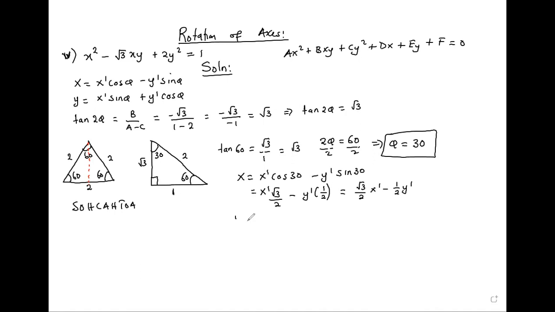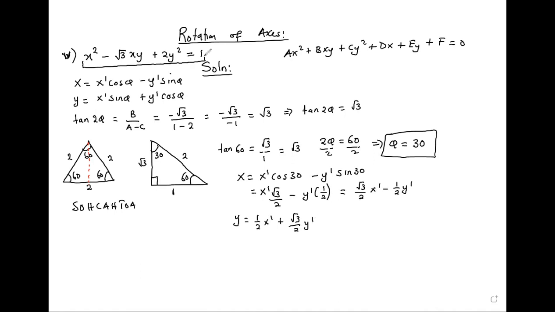Then y is going to be, now we have already known what sin theta and cos theta are, so we just substitute. When you say sin theta, you get half x prime, plus when you say cos theta, √3 over 2 y prime. We have to substitute these in here.